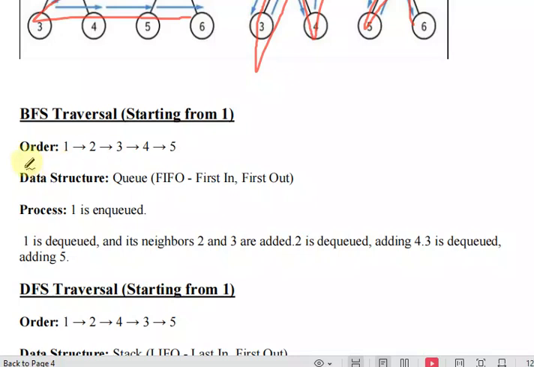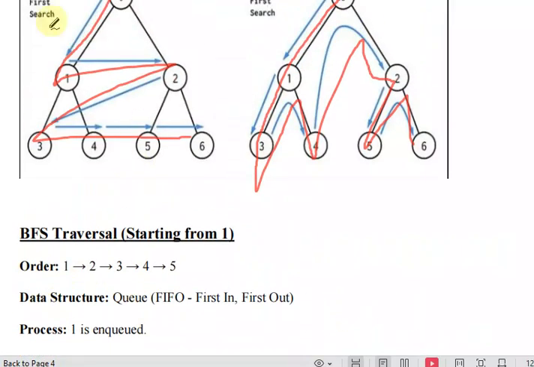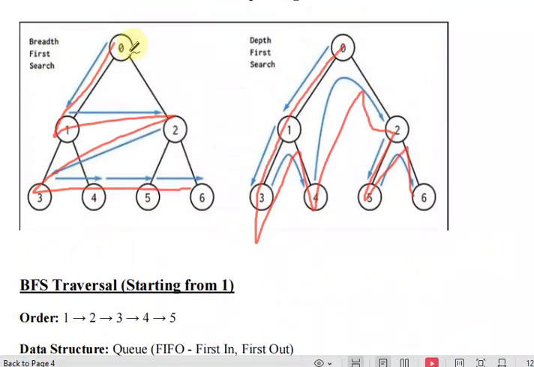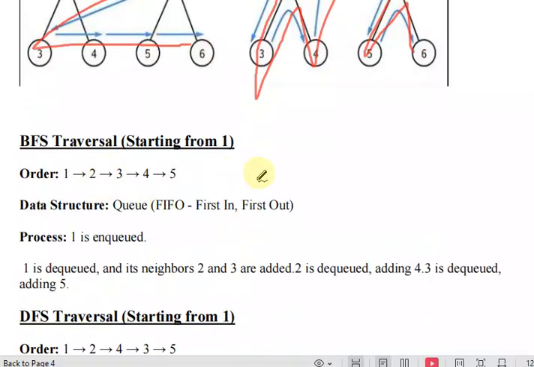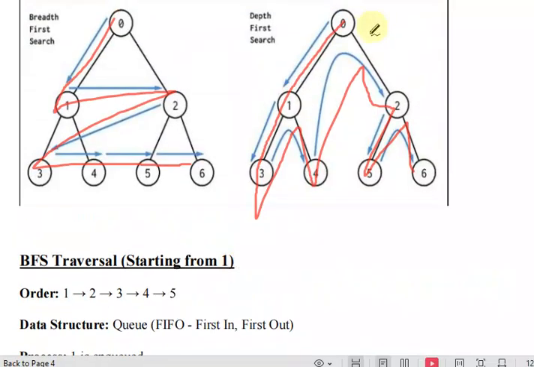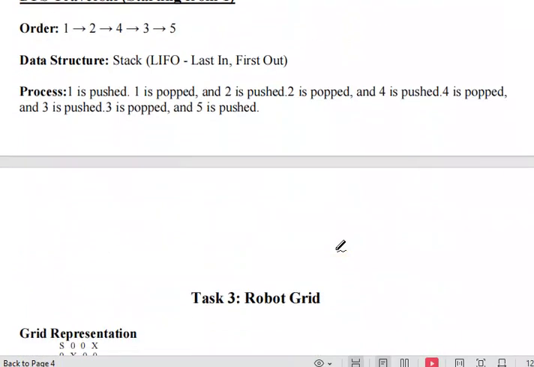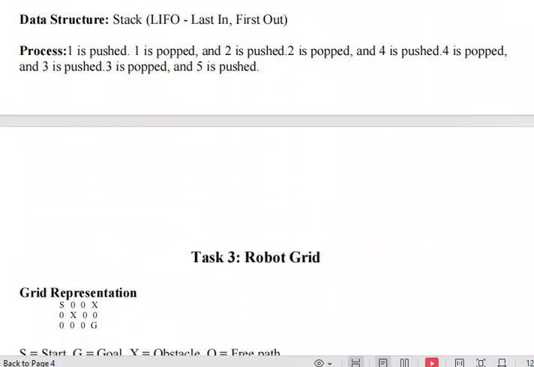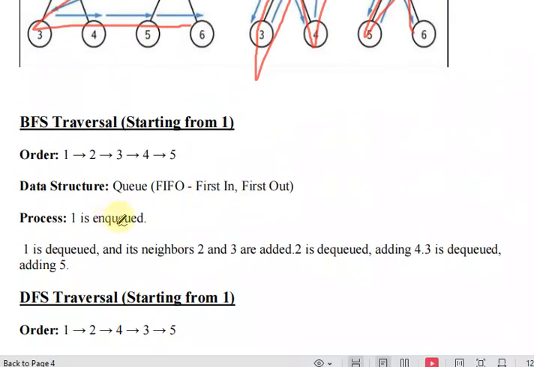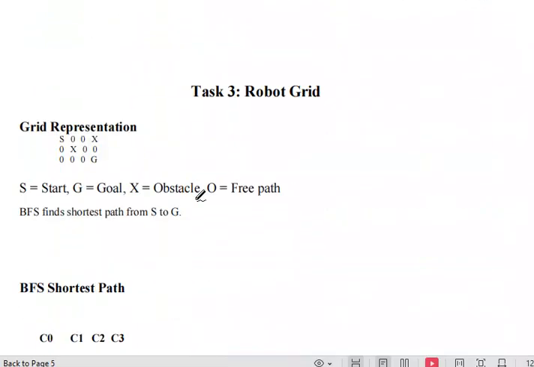Here is the example given. I mean the output order: 0, 1, 2, 3, 4, 5, 6 for BFS, and for DFS we have 0, 1, 3, 4, and then 2, and then 5, and then 6. Moving forward, these are the LIFO and the FIFO I have told about.